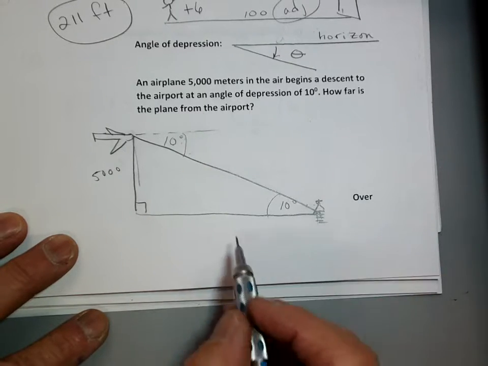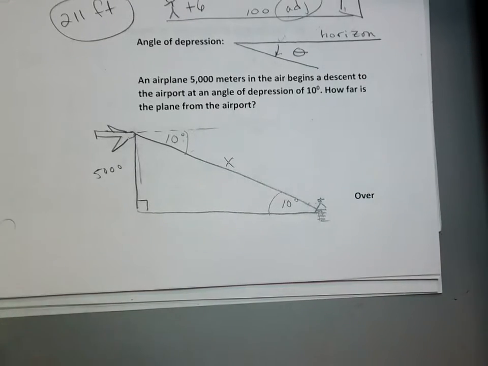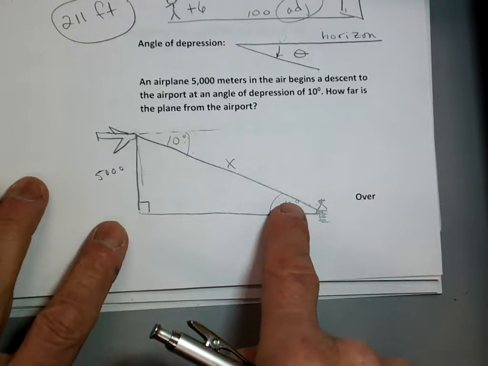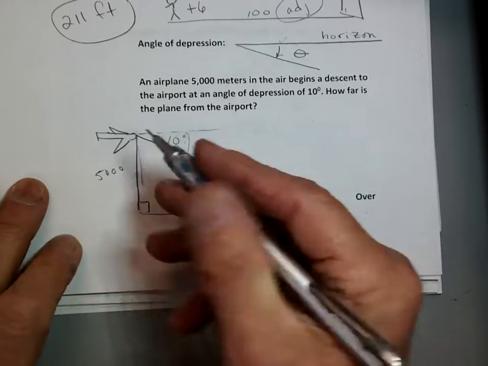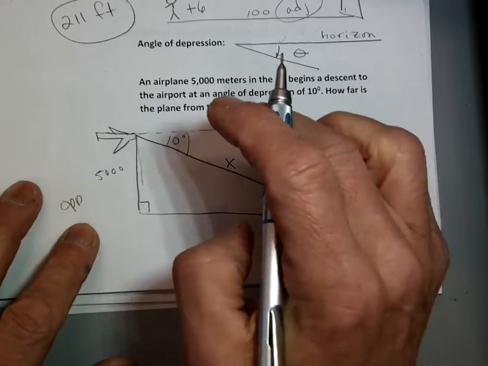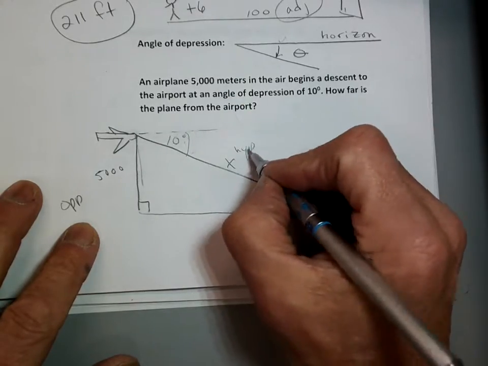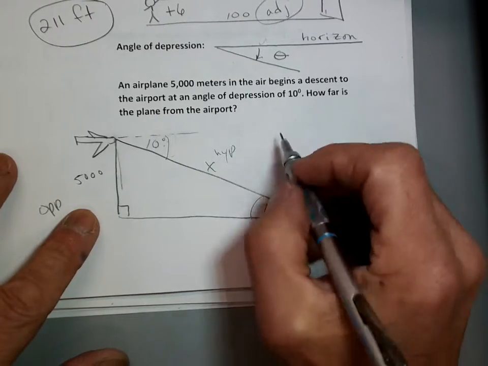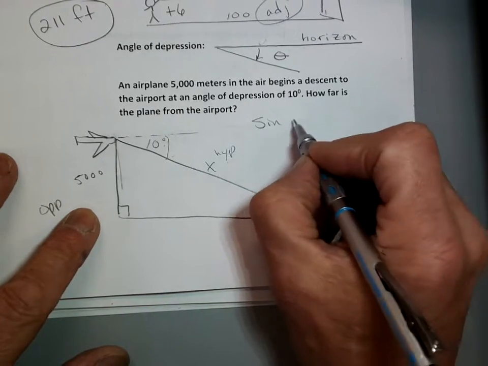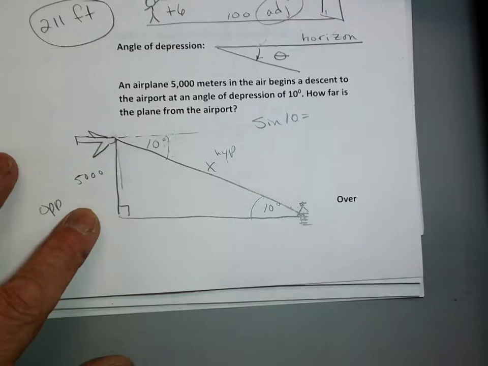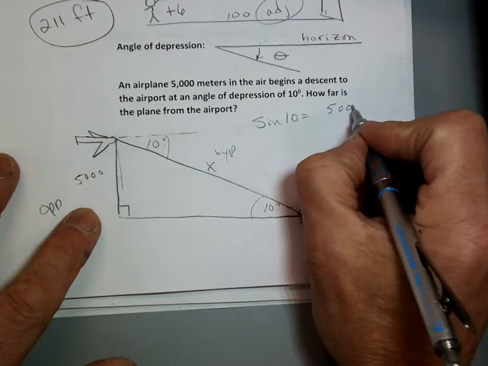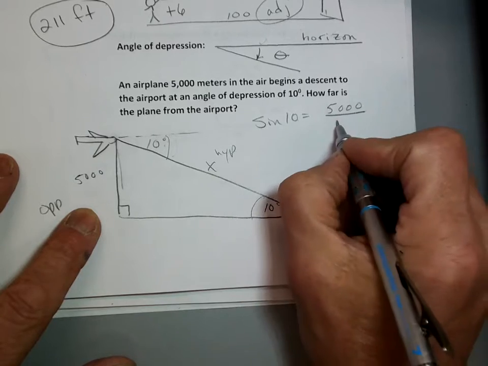Now, this is what I want to find. I want to find how far away the airplane is, right? So, I've got my opposite and my hypotenuse. So opposite over hypotenuse is going to be sine. So I'll go sine of 10 degrees, because sine of the angle is equal to the opposite side, which is 5,000, over the hypotenuse, which is x.